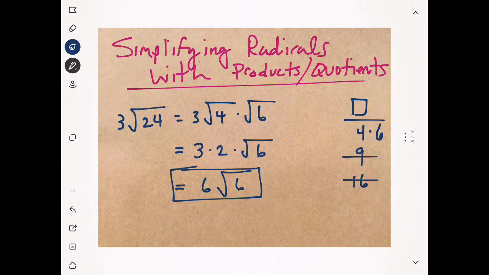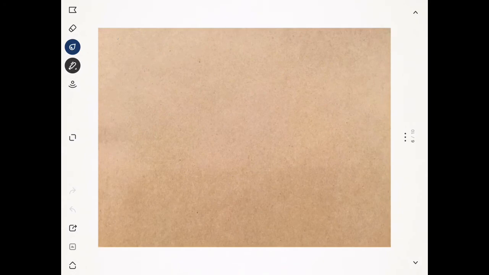Okay, so pretty much the same as what we just did in the previous video, except we add this extra little step of having a number on the outside that we now have to multiply times whatever we simplify. Okay, so let's take a look at an example of a quotient this time. Quotient is just a fancy word for division. So in the worksheet we have the square root of 50 over 10.